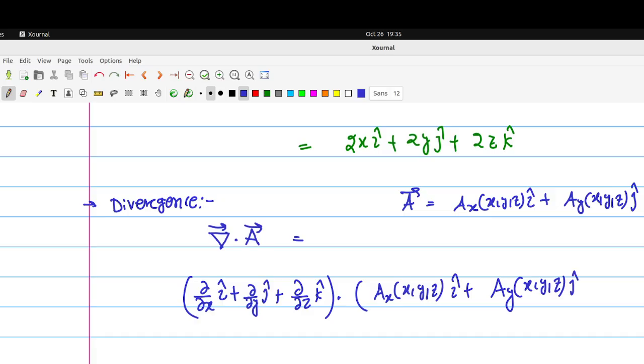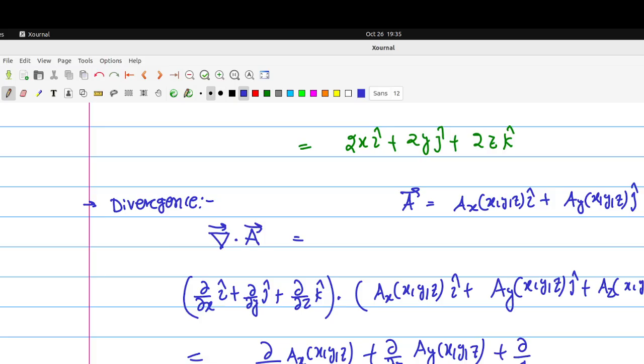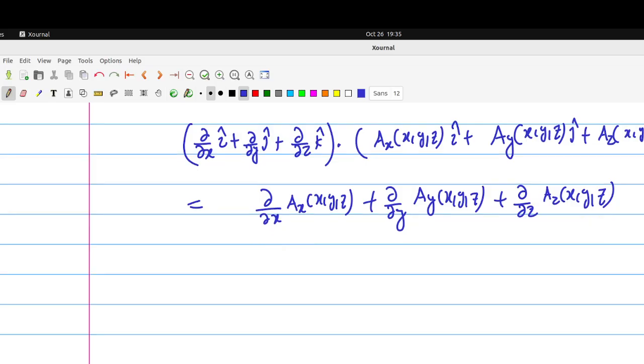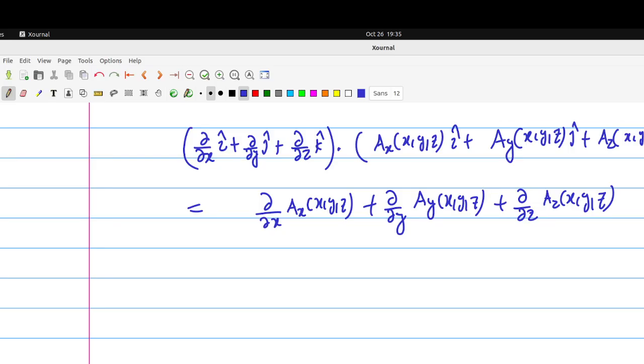Are you getting my point? Any doubt so far? You do the dot product, you will get d by dx of Ax(x, y, z) plus d by dy of Ay(x, y, z) plus d by dz of Az(x, y, z). Very good.